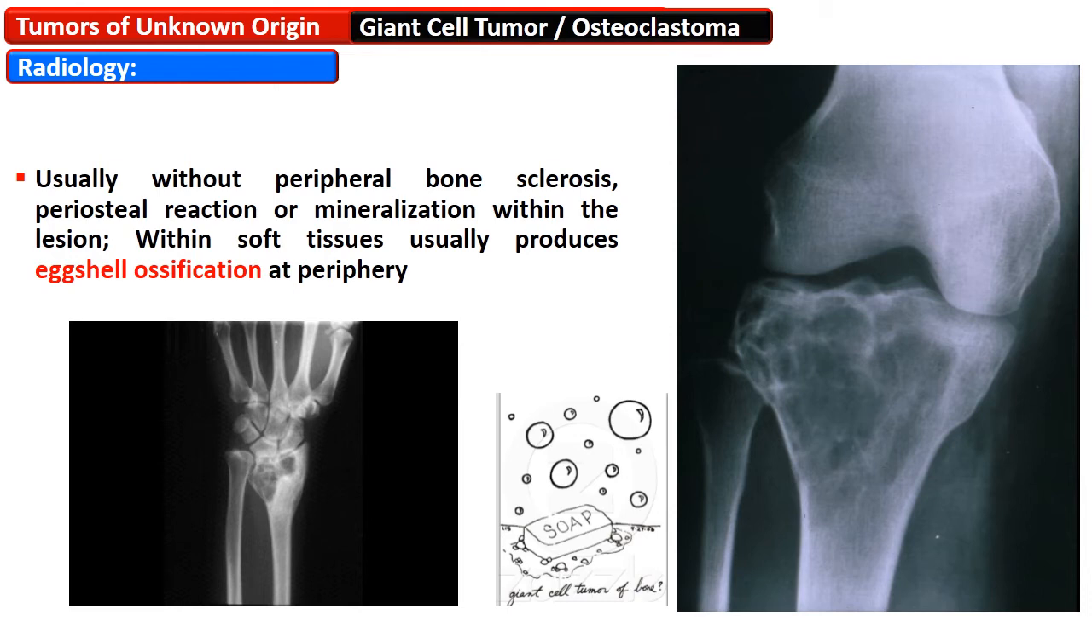On the left, this radiograph is showing a multiloculated lesion of the distal radius, while the radiograph on the right is showing the characteristic appearance of this giant cell tumor in the proximal tibia.